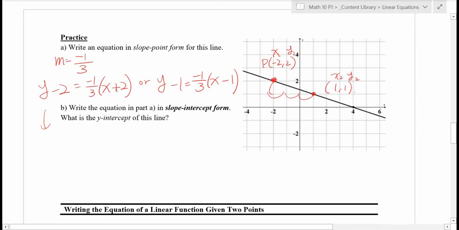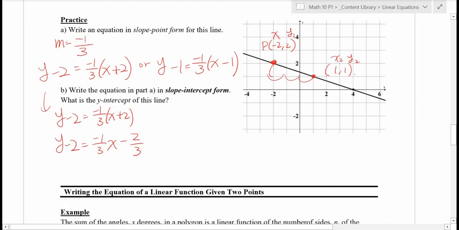Regardless of which one you picked for part A, after you write it in the slope-intercept form, your answer should be the same. So let me just do it with this one. Again, first step, you need to multiply the brackets out. So then you get negative 1 over 3x minus 2 over 3. Negative 1 times positive 2 is negative 2.